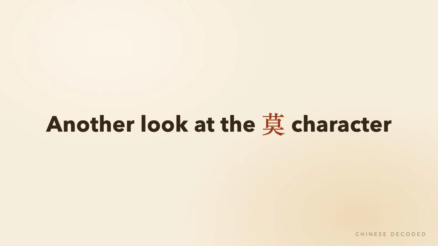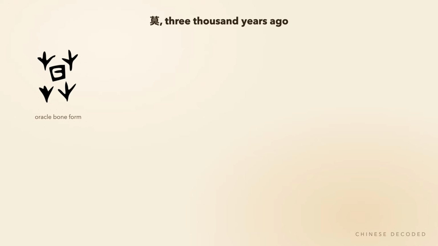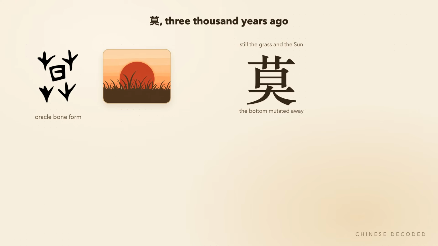In this final segment, let's return to the character we started with, mo itself. This is mo, as it was carved more than 3,000 years ago into turtle shells and bones, the so-called oracle bone form. Look at the oracle form: a sun in the middle and grass above and below it. The sun sinking into the grass, this is a sunset. And you can still trace the picture in the modern mo. The top and middle is still the grass and the sun, only the bottom has mutated away.